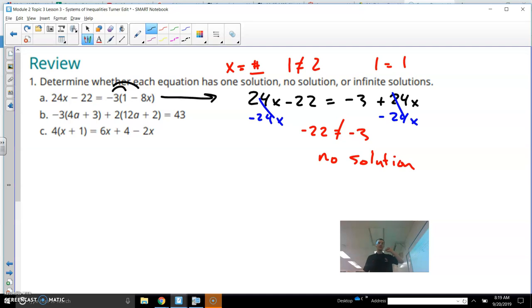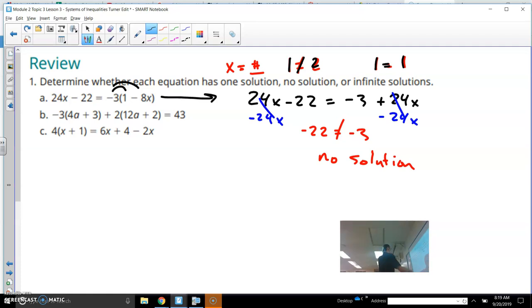Review: determine whether each has one solution, no solution, or infinitely many. Remember, if you have no solution or infinitely many, that means the x values have canceled out somehow, and either the values that are left are different, meaning there's no solution, or the values left are the same, which is infinitely many. So let's look at A only. You're doing B and C.